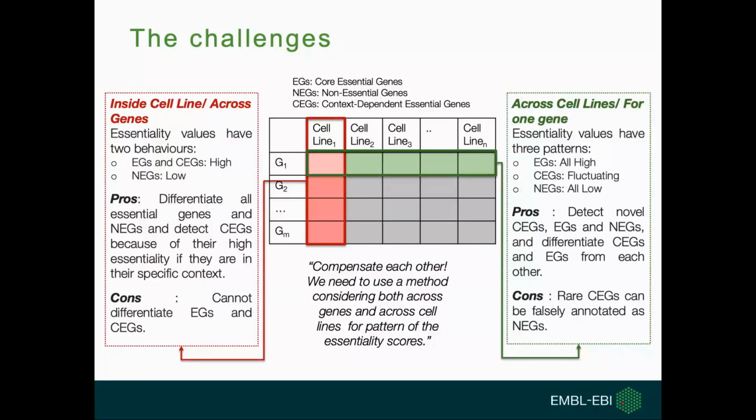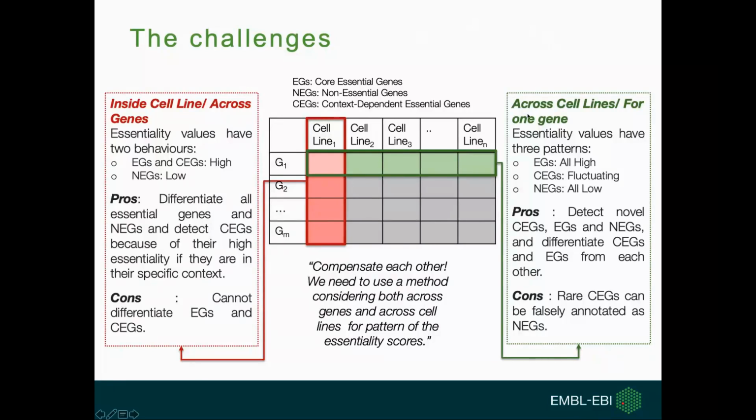In here, our hypothesis is that context-dependent essential genes, if they are in their context, should act like core essential genes. Their values should be as similar as core ones because they are in their context. So our advantage is we can separate the non-essential from essential, but our disadvantage is we cannot differentiate core from context because we do not know the gene's behavior across all cell lines.